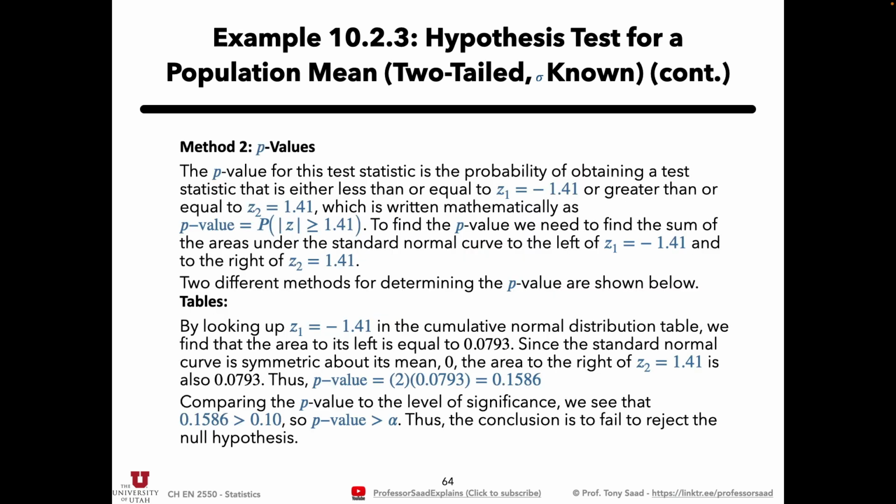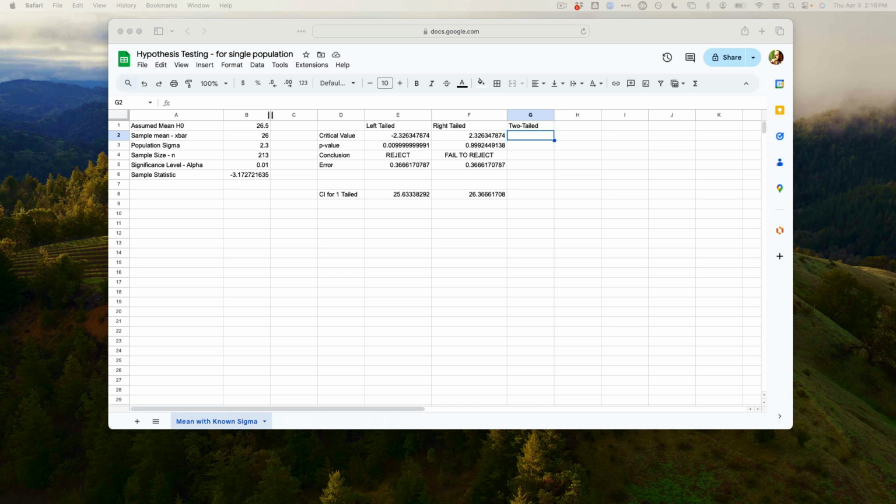Now, because this is symmetric, you only have to calculate that area once, to the left, and then you multiply by 2. So in this case, the area to the left of our test statistic or to the right of our test statistic, either minus 1.41 or 1.41, that area is 0.0793, okay? And then you multiply that by 2, so that gives you both of them, and gives you 0.1586, which is greater than our alpha, which was 0.1, so therefore we fail to reject the null hypothesis, okay? So let's do this in Excel or Google Sheets.